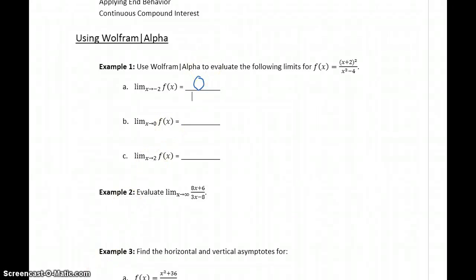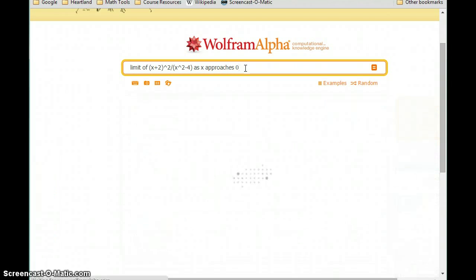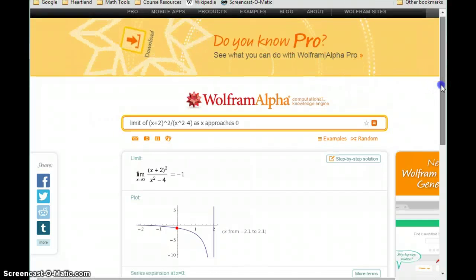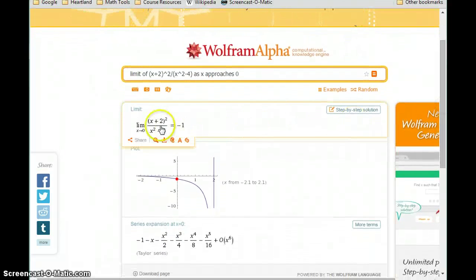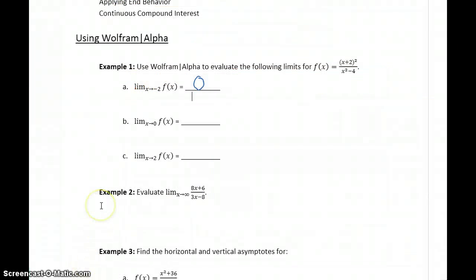So in part B, we want to do the same thing, except now we want to find the limit as x approaches 0. So we can keep the rest of that all the same and just change what x is approaching. Again, we get that limit statement that we want to verify, stating that that limit equals negative 1, and we have a graph depicting the behavior of the function around that point. So our answer in part B here would be negative 1.